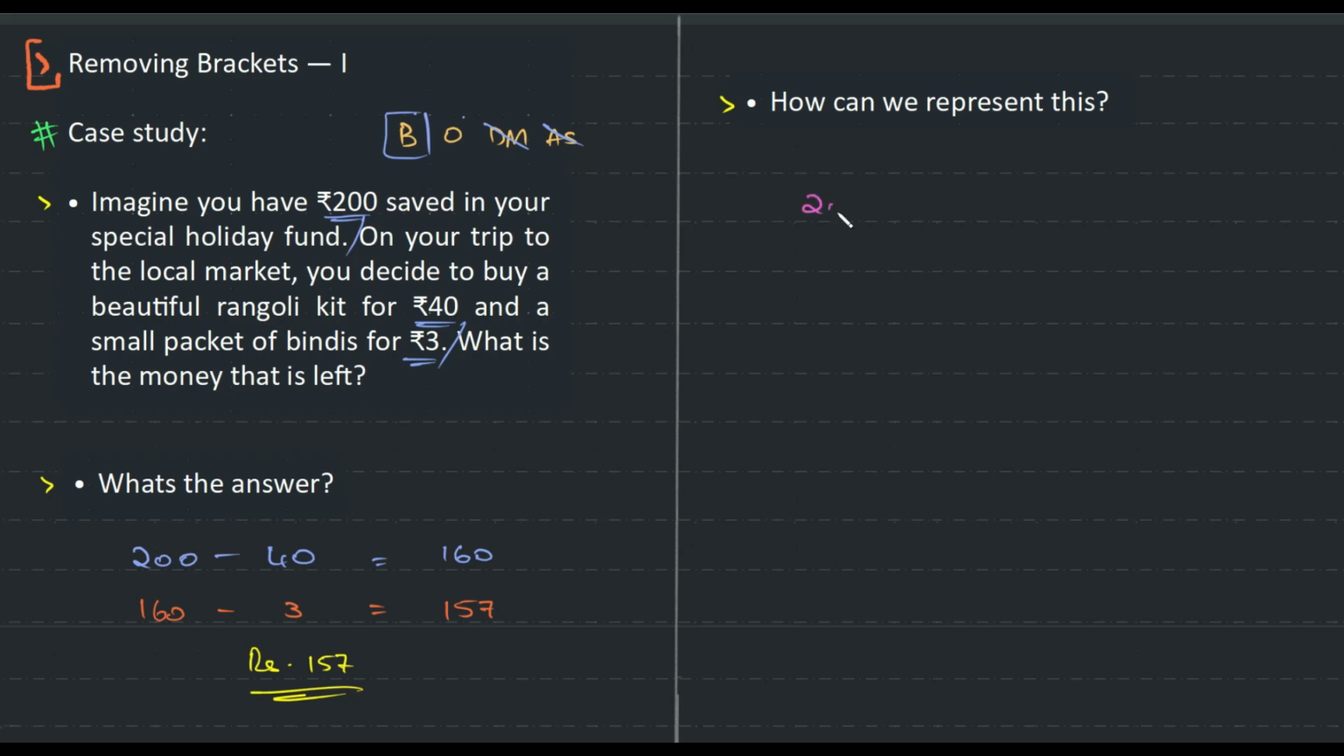So one of the possibilities is 200 minus 40 minus 3. Will it give the same answer? Have a look. Pause. Let me use BODMAS. So there are no brackets, there is no operation, there is no division, there is no multiplication, there is no addition, but there is subtraction. So we'll go from left to right. So this will lead to 160, 160 minus 3, and this will lead to 157. Is that correct? Right? So yes, what we have represented is right.